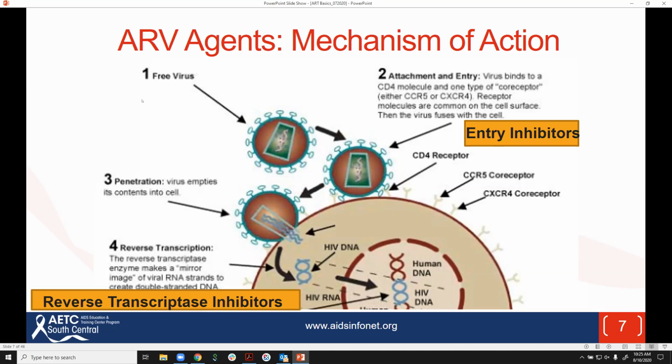So we'll start at the very beginning with a free virion here. And what you'll see is the virus genetic information and then the enzymes inside. And then you see a capsid, and right here in that, what is that, an octagon?